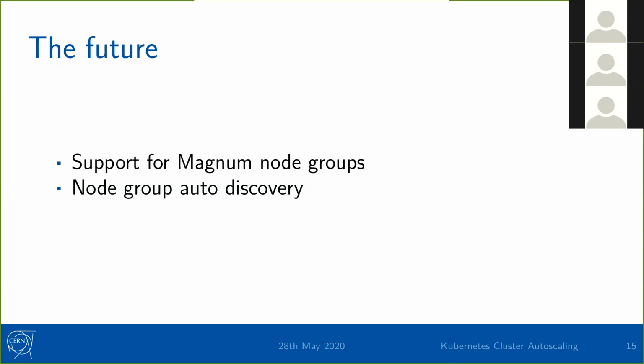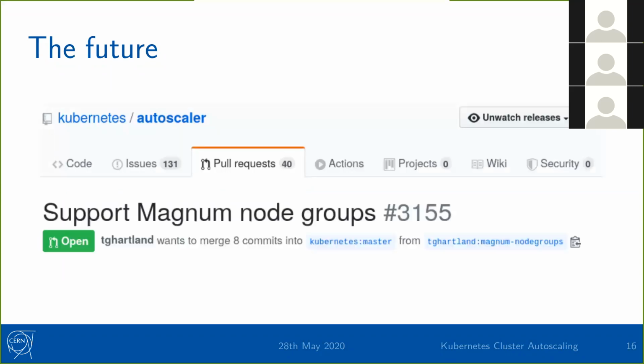You shouldn't need to change the cluster autoscaler pod configuration. You should just be able to leave it running, and you can change these things on the OpenStack side. And this future is coming very soon. I have just this week got my pull request made for supporting this. Hopefully we can get this reviewed, and it should be merged in time for Kubernetes 1.19.